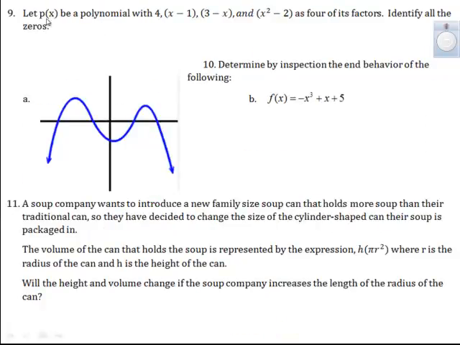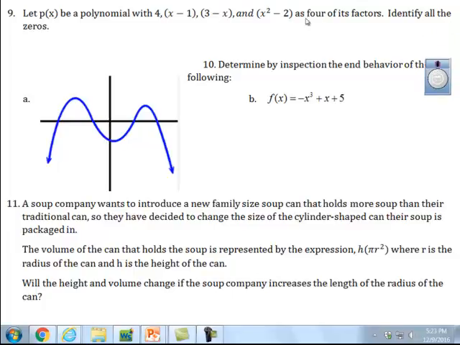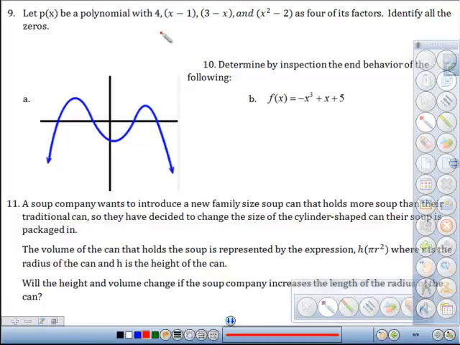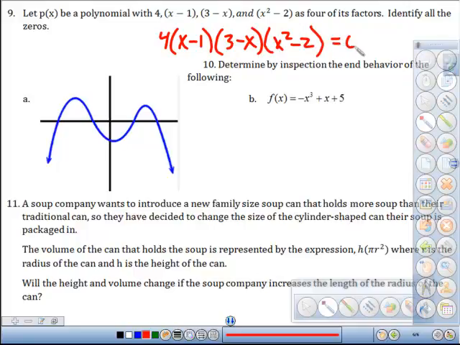Next, it says, let p of x be a polynomial. And then it gives us 4, this, and this as its factors. So it says identify all of the zeros. So let me put this in perspective here. If 4 is a factor, that means it was multiplied by x minus 1, and then it was also multiplied by this, and then it was also multiplied by x squared minus 2. So to find the zeros, we have to set them equal to 0.